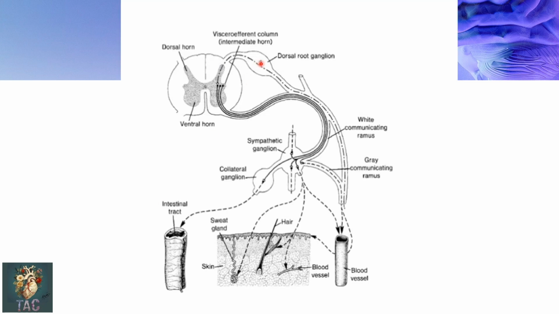So here you can see in the lateral horn of the spinal cord, the preganglionic neurons are present and they give rise to fibers which for a short distance pass through the spinal nerve, then the white communicating ramus, and they enter into the sympathetic ganglion where the postganglionic fibers arise, and they then travel to the different parts of the body.